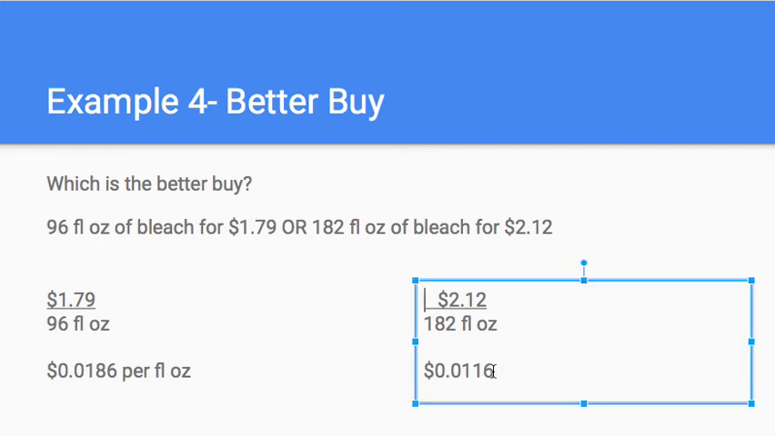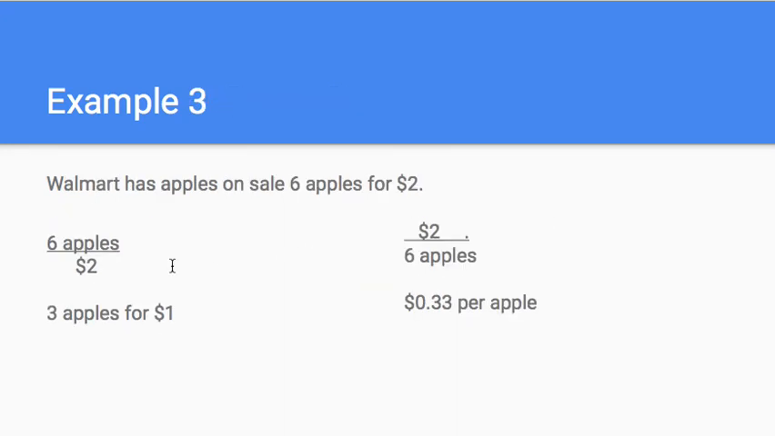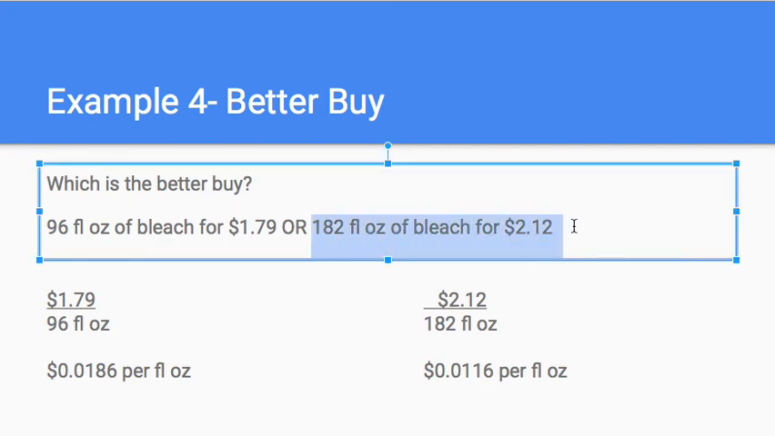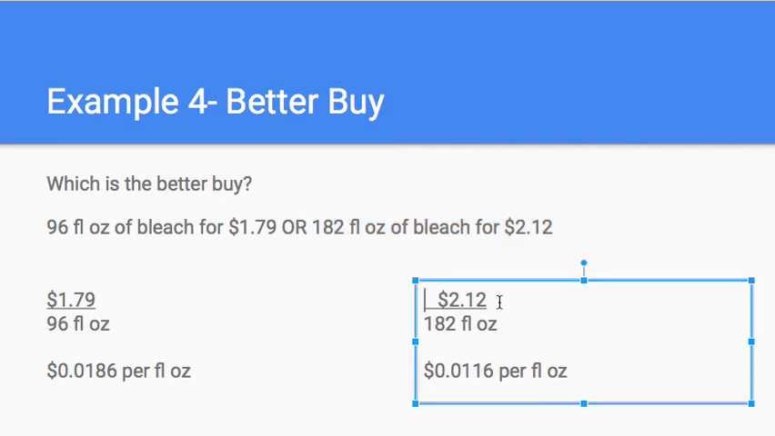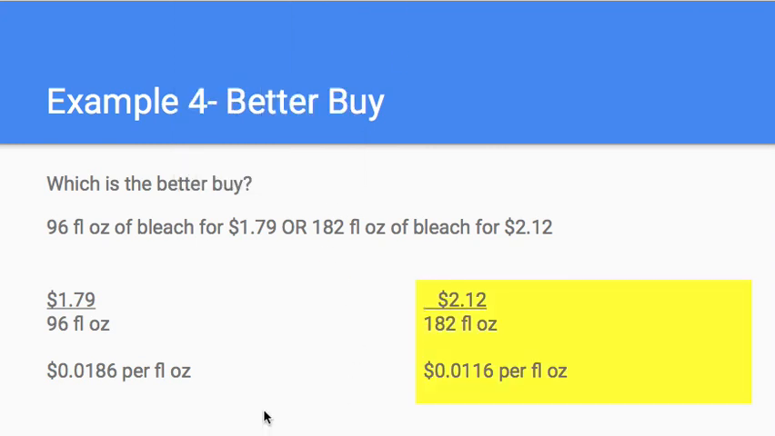So we actually pay less for 1 fluid ounce here in the 182 fluid ounce bottle. So we're paying more total, but the cost per fluid ounce is actually lower. And so this is the better buy, this one right here. And so that is how we determine better buy. Now let's highlight that. There we go. So there's my better buy.